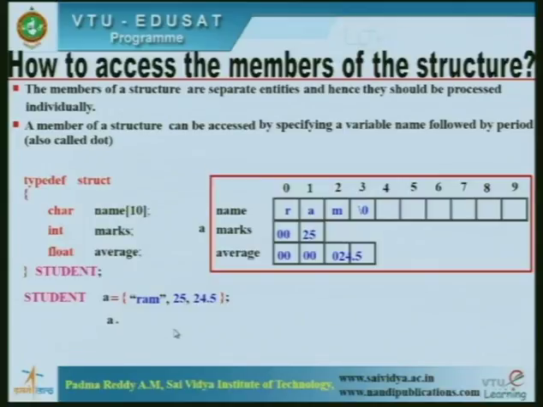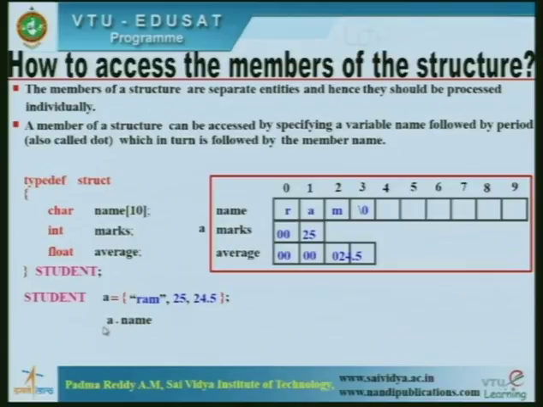After writing dot, suppose I want to access the name field. In the name, what string do we have here? RAM is there. I want to access this string. So, that string can be accessed using the variable name here. So, I write A dot name. First you have to write the variable, followed by dot, and then followed by the member name. What is the member name I want to access here? Name. So, here I write name.